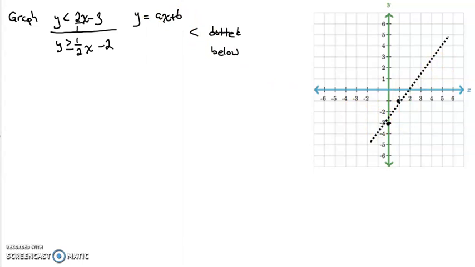So now let's think about our shading for this line. We're shading below. So again, if we look at the y-axis, here's above the line, here's below the line. So we're shading below the line. You can use arrows if you want to. You can shade it if you want to. Really, whatever is going to make the most sense to you.